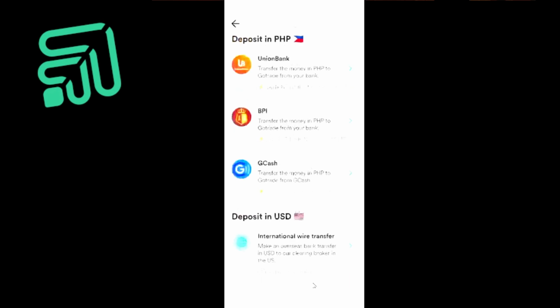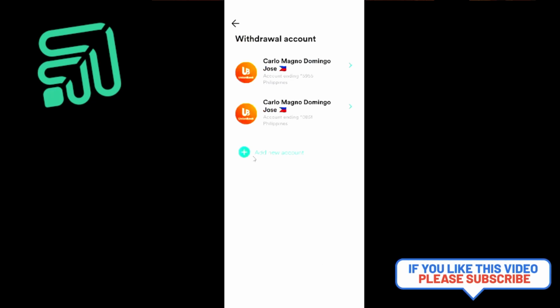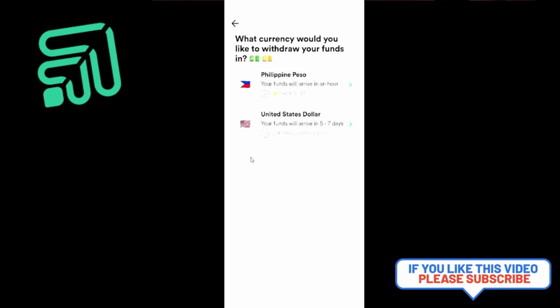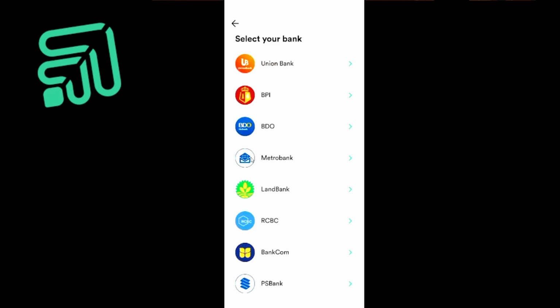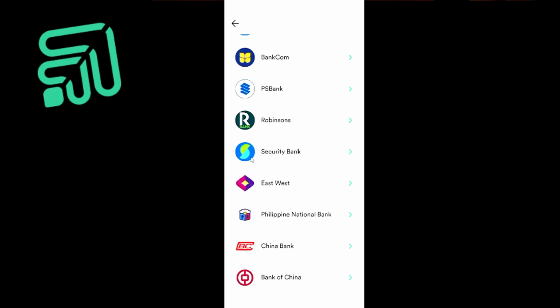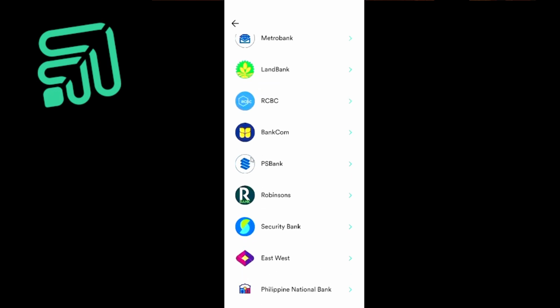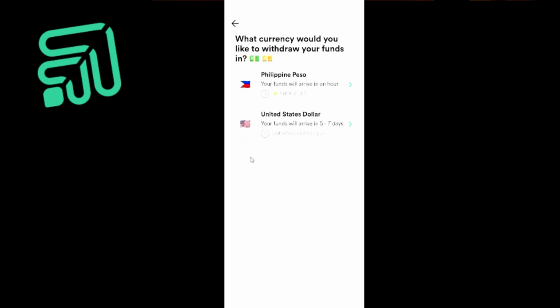Okay, same here, the deposit. And then if you want to withdraw, you could add new accounts in withdrawing, for example in Philippine peso. The one good thing here is that you're not stuck with Union Bank or BPI. When withdrawing money, they have a wide selection of banks that you could put. If you have several banks, you could deposit on there as long as you submit your documents.